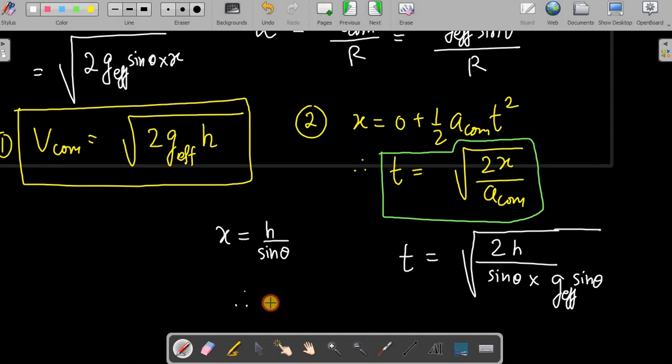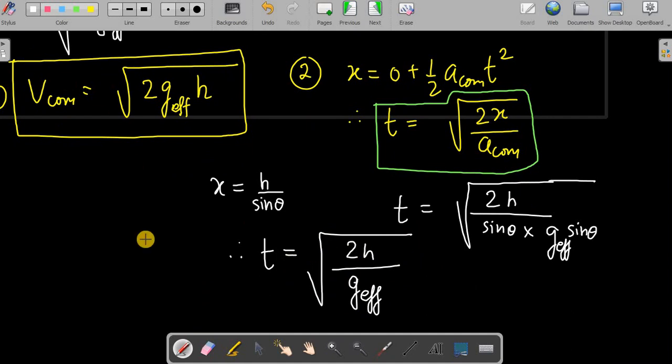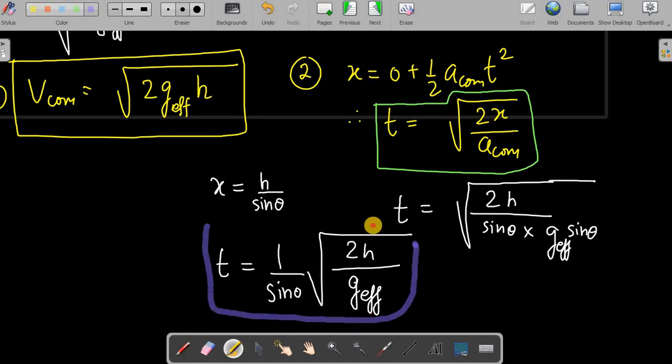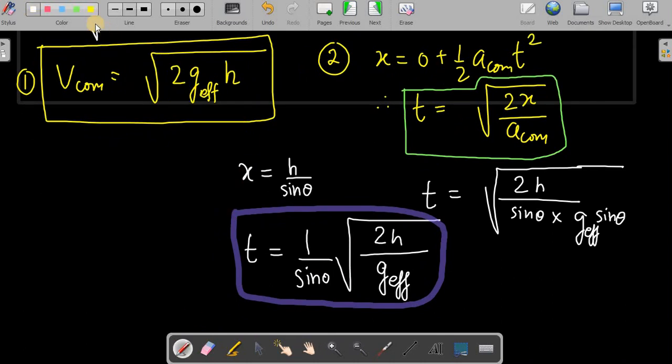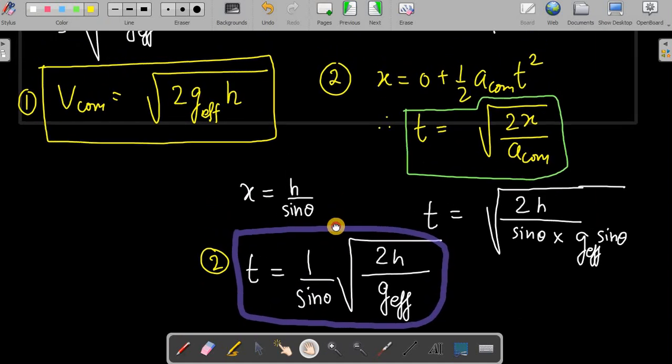Okay, so the time formula is a little bit different. It is root under 2h by g effective, and the sin theta will come outside, like here outside, 1 by sin theta. So this is a little bit different. So the analogy we can use, but the sin theta factor we have to divide. Okay, this is the second formula for time which you can remember. I think mostly this is what they can ask you.